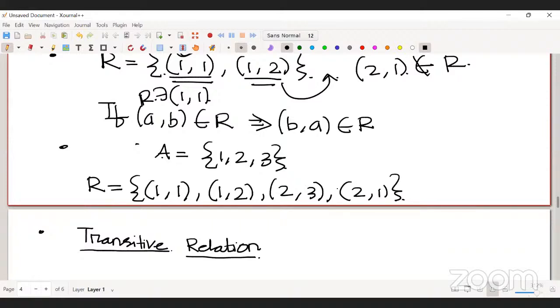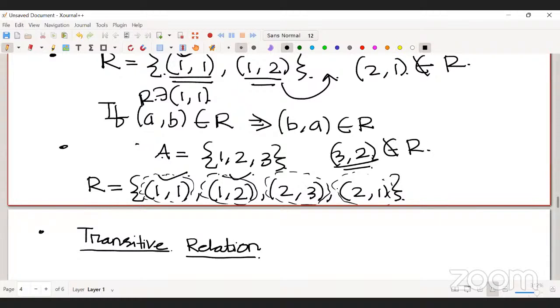So the thing is, as you can see, if I flip 1, 1, then I will get 1, 1, right? And 1, 1 is inside R. So this element is fine. Next is 1, 2. If I flip it, I will get 2, 1, which is inside R. So this is fine. Now the problem is this one, 2, 3. If I flip 2, 3, then I will get 3, 2. But 3, 2 is not inside R, right? Yes. That means R is not a symmetric relation.